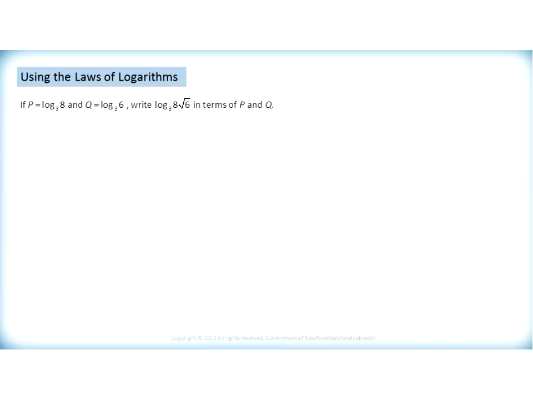So let's look at some examples where we would use the laws of logarithms. If p is equal to the log of 8 to base 3 and q is equal to the log of 6 to base 3, write the log of 8 root 6 to base 3 in terms of p and q. So here we have the log of 8 multiplied by the root of 6. Notice that that is the log of a product. So we can rewrite that as the sum of two logs, namely the log of 8 plus the log of the root of 6 with a base of 3.